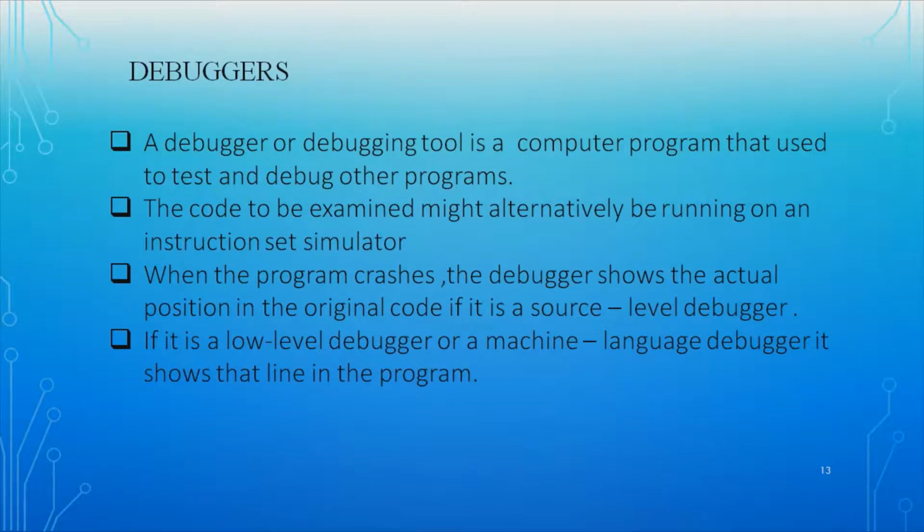Debugger is another tool. A debugger or debugging tool is a computer program that is used to test and debug other programs. The code to be examined might alternatively be running on an instruction set simulator. When the program crashes, the debugger shows the actual position in the original code if it is a source-level debugger. If it is a low-level debugger or a machine language debugger, it shows that line in the program.